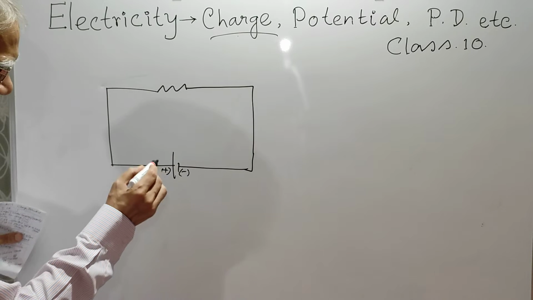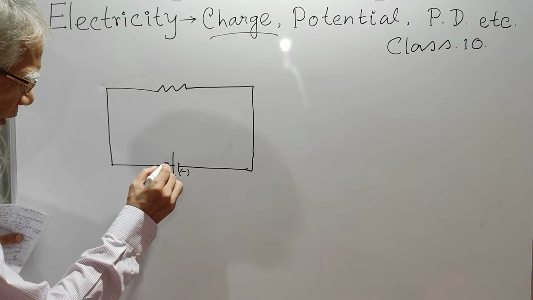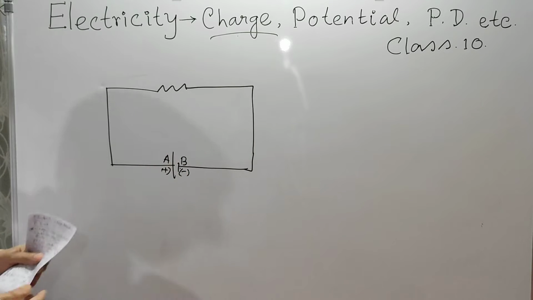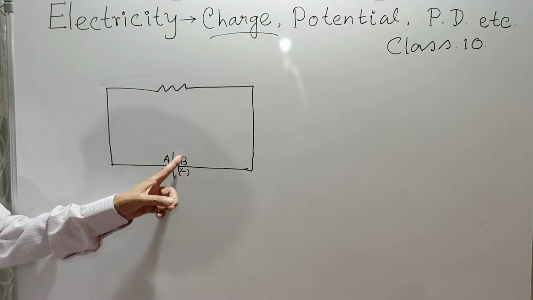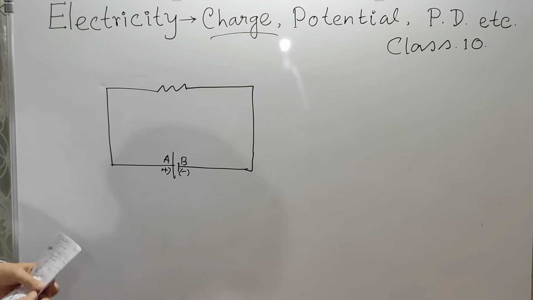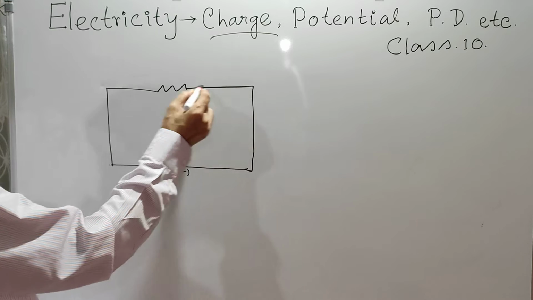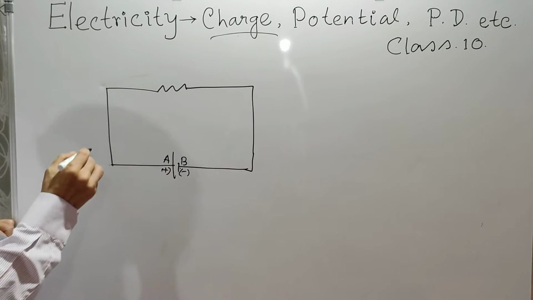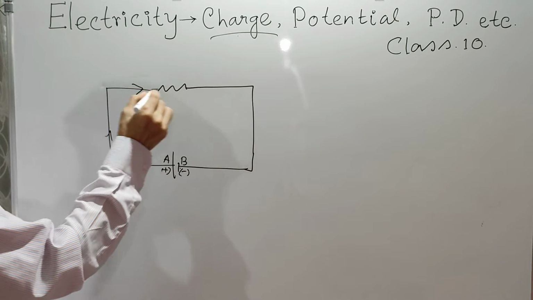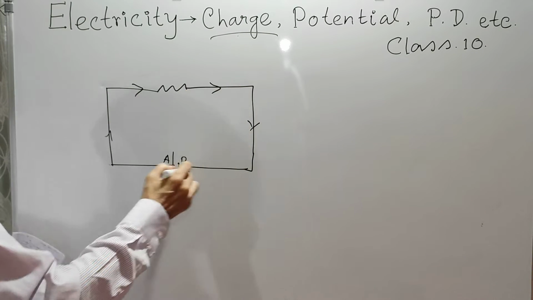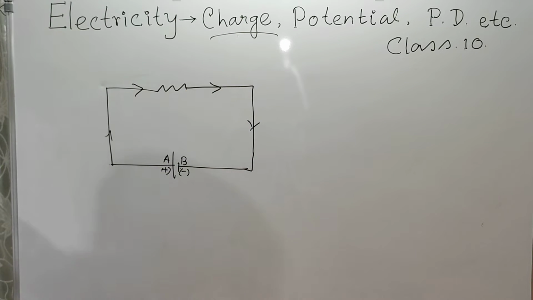Now let us call this positive terminal point A, and the negative terminal point B of the battery. So point A is the positive terminal, B is the negative terminal. Now when you connect the positive terminal and negative terminal by this wire, that external circuit, then current flows this way, isn't it? So current always flows from positive to negative, right?